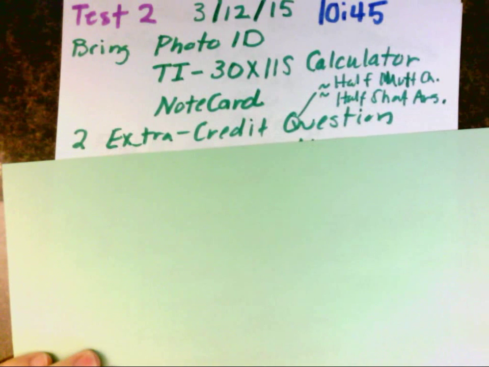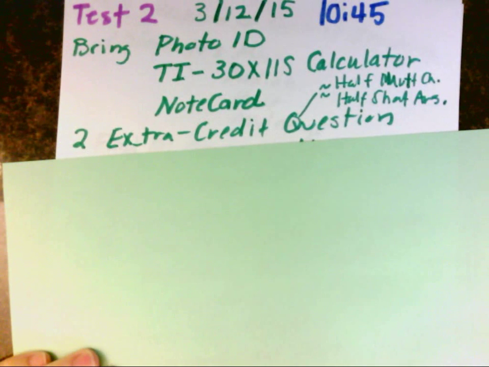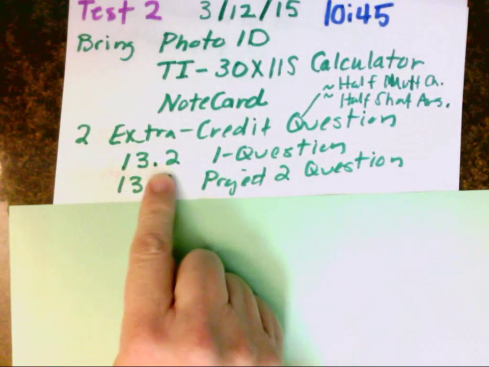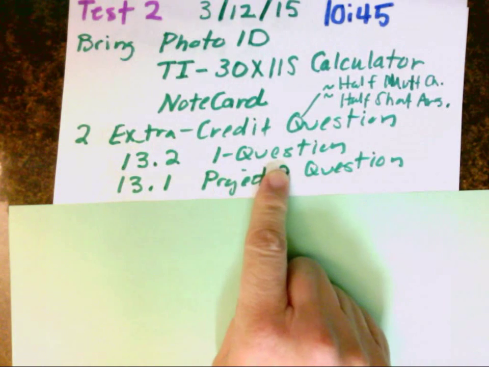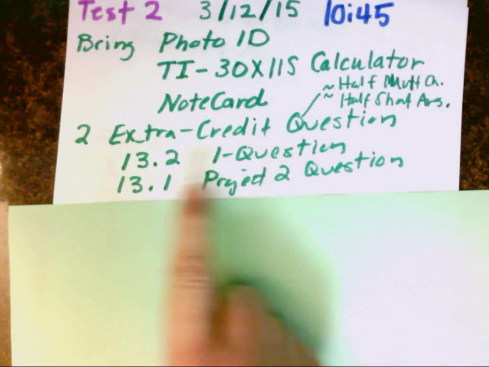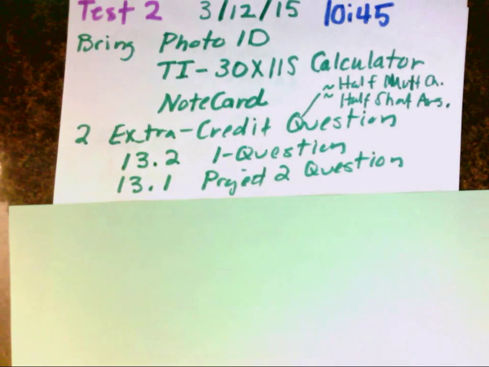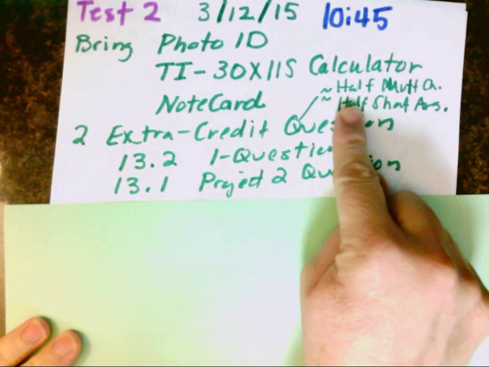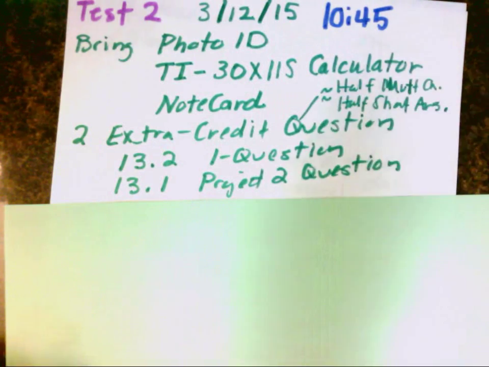There are 2 extra credit questions on this test, and these 2 questions come from section 13.2. That's one question of extra credit from there. And there's an extra credit section from 13.1, which was the Project 2 question on my math lab. So you have 2 opportunities to earn extra credit, so that means you could earn a possible 110% on this exam. About half of the questions on the test will be multiple choice, and about half will be short answer.